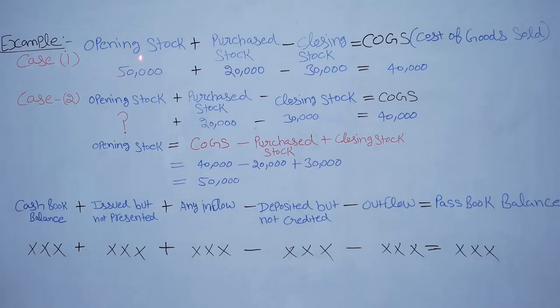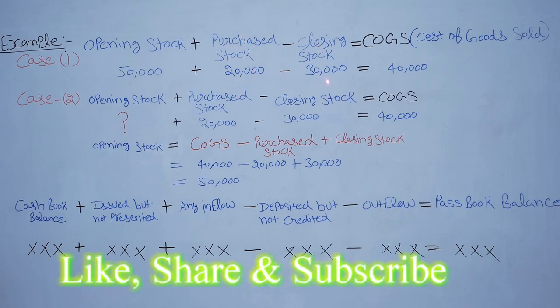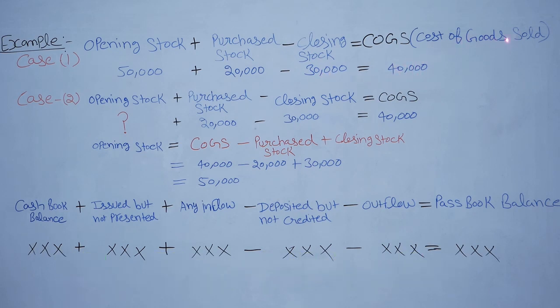Case 1. Opening stock plus purchase stock minus closing stock is equal to COGS. COGS stands for cost of goods sold. Please do not pay attention to the names or their meanings; we only have to understand the calculations. Suppose opening stock is 50,000 plus purchase stock 20,000 minus closing stock 30,000. After calculating we get 40,000 as cost of goods sold.